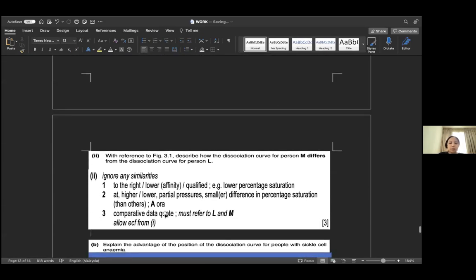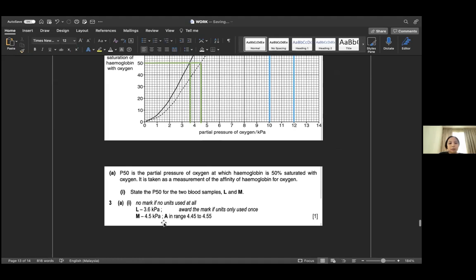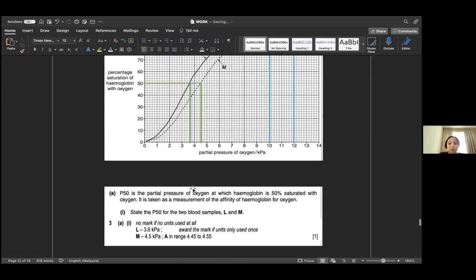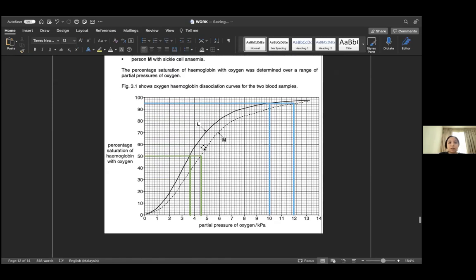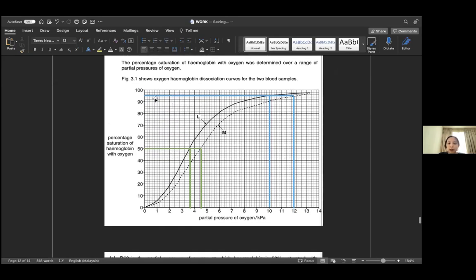And that is comparative data use. So you must refer to L and M, allow example from number 1. You can say that the percentage saturation of hemoglobin with oxygen is 50% when the partial pressure of oxygen is 3.6 kilopascal and 4.5 kilopascal, or you can talk about when percentage saturation of hemoglobin with oxygen is 95%, then the partial pressure of oxygen is 10 kilopascal for curve L and 12 kilopascal for curve M.